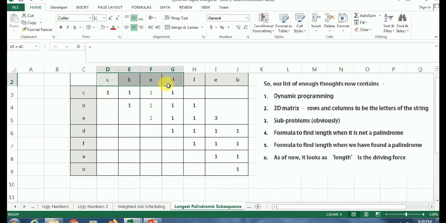So CBED is 1 and BEDF is 1. So I'm going to get 1 over here. All right. Now the subproblem is going to be BEDFE. B is not equal to E. So it is going to be the composition of the subproblems BEDF and EDFE. So BEDF is 1, but EDFE is 3. So max of 1 and 3 is going to be 3.